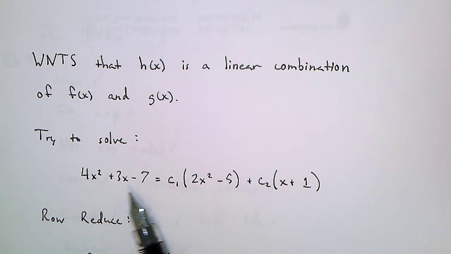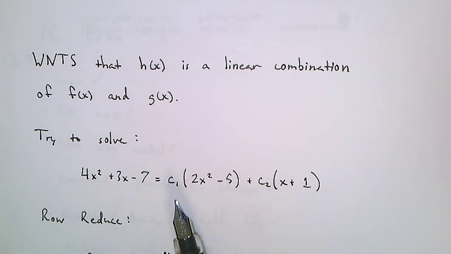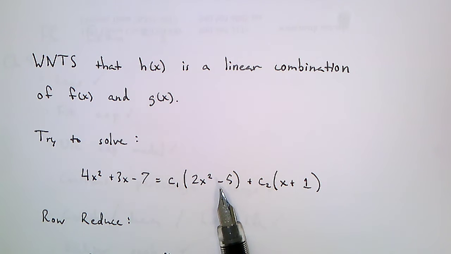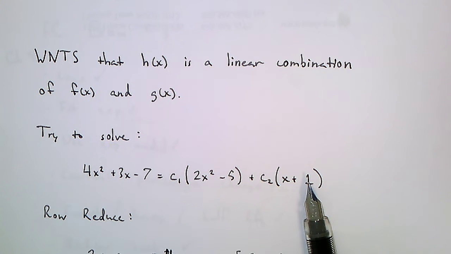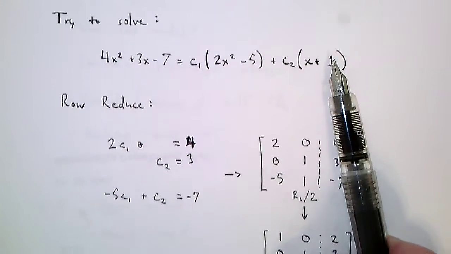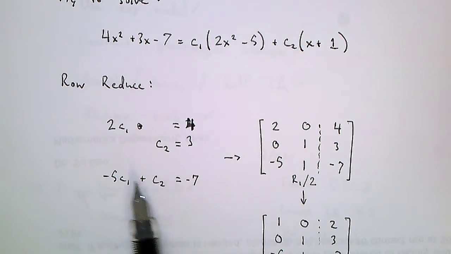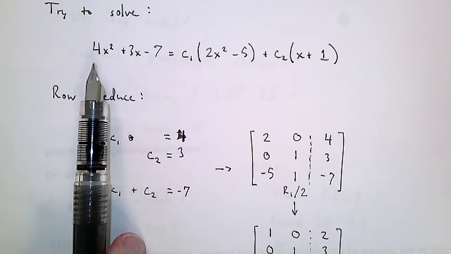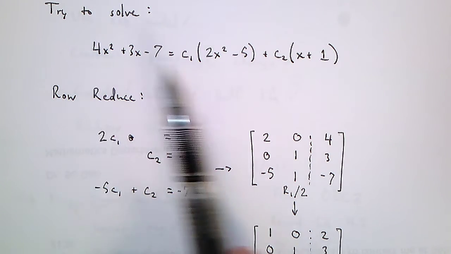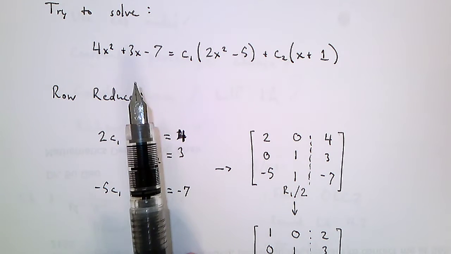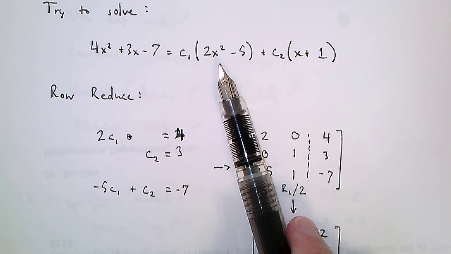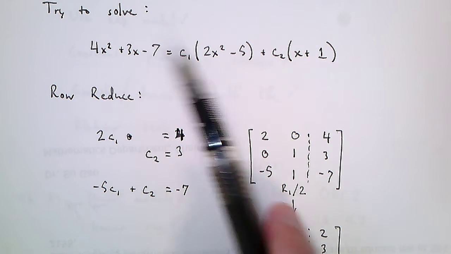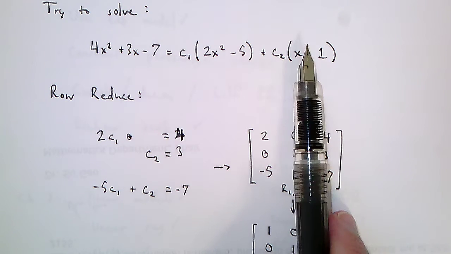So 4x squared plus 3x minus 7, that's h of x, is equal to c1 times f of x plus c2 times g of x. So just as in the previous video, this translates into a system of equations, and it translates into this system. And the way that you get it is by looking at the coefficients on each side of the equation and realizing that the x squared coefficient on the left must match the x squared coefficient on the right, and so on. So the x coefficient needs to match, and then the constant as well.